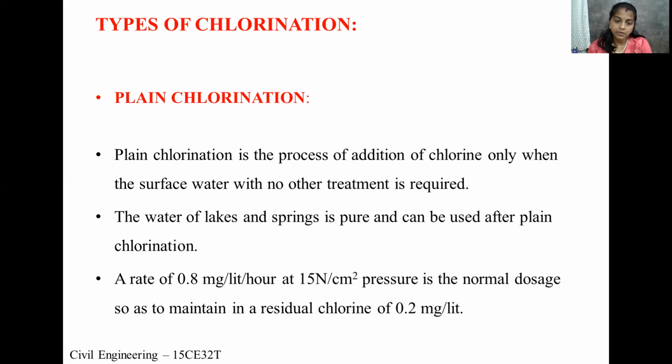Next, now coming to how much should be applied for plain chlorination. A rate of 0.8 milligram per liter per hour at 15 Newton per centimeter square pressure is the normal dosage, so as to maintain a residual chlorine of 0.2 milligram per liter. You just note this. 0.8 milligram per liter per hour is the amount of chlorine used. That is for plain chlorination.